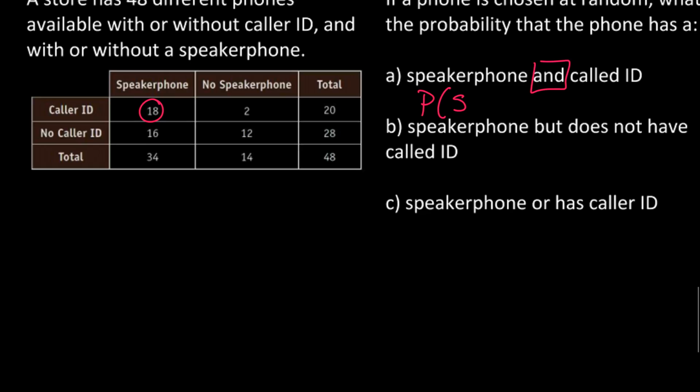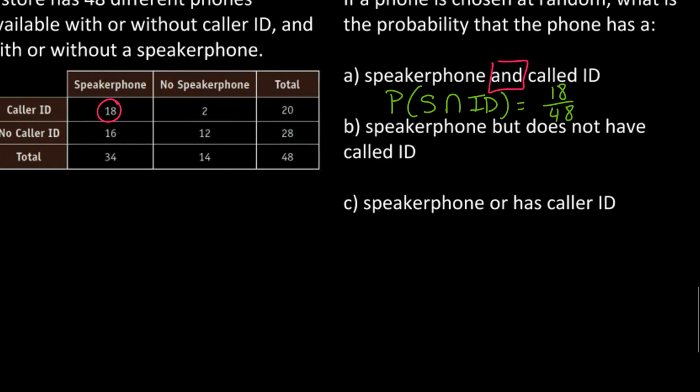And then what's my symbol for "and"? Yeah, it kind of looks like an N, right? That's kind of how I remember it: it looks like an upside down N, and there's an N in "and". So speakerphone and caller ID, or I'll just say ID, is equal to 18 over 48. And can that be simplified? Down to 3/8.